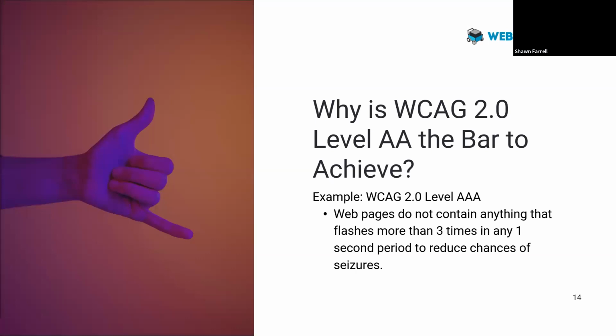As an example of AAA, web pages cannot contain anything that flashes more than 3 times in any 1 second period to reduce the chances a person has of a seizure. It doesn't completely eliminate the chance of having a seizure, but it does greatly decrease that chance.